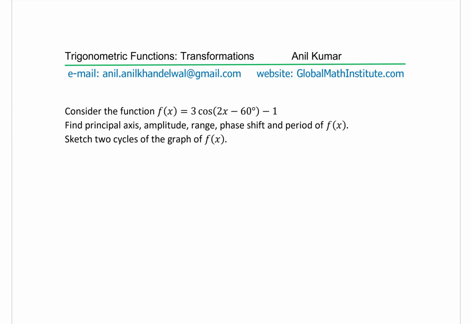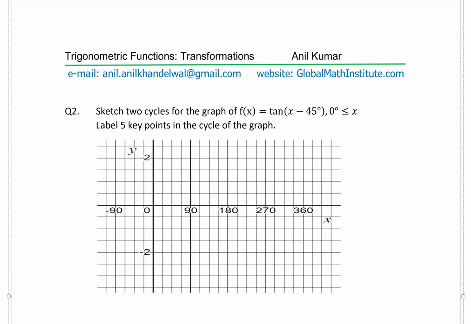We'll discuss transformation of functions in this particular video. Take it as a quick review on the chapter transformation of trigonometric functions. We'll begin with cosine function as shown. We'll try to understand how do we find principal axis, amplitude, range, phase shift, and period, and then sketch this particular graph. And then we'll take a question related to tangent function, which we'll also plot the graph for.